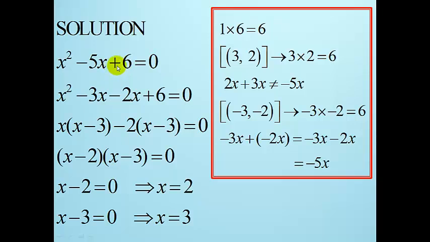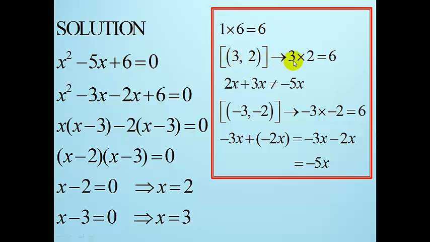Now to solve this quadratic equation, we multiply coefficient of the square term, that is 1, by the constant. So we have 1 times 6. And when we multiply 1 by 6, the result is 6. Now what we are going to do is that we are going to search for two numbers. When we multiply the numbers, we have to get the 6. But when we add, we have to get the coefficient of the x, that is minus 5x.